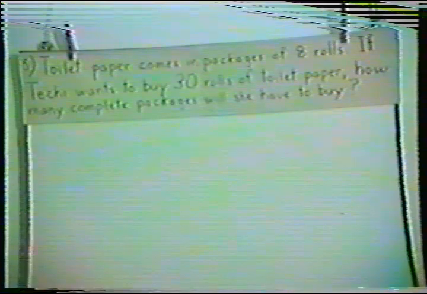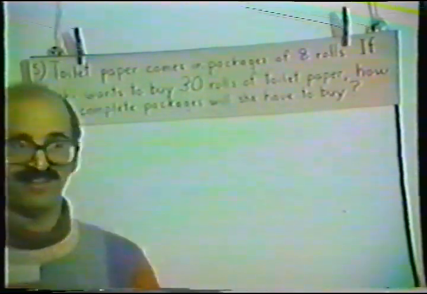And now it's time to buy toilet paper. Number 5. Toilet paper comes in packages of 8 rolls. If Tetchy wants to buy 30 rolls of toilet paper, how many complete packages will she have to buy?